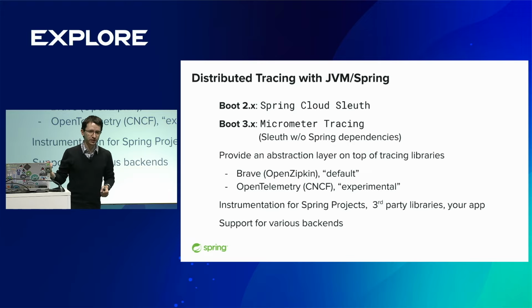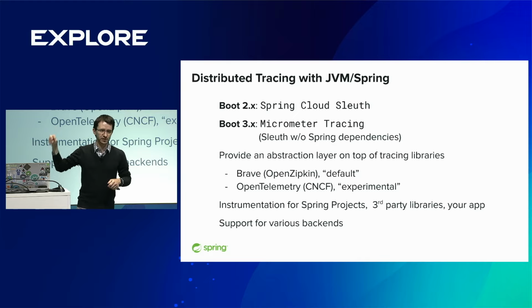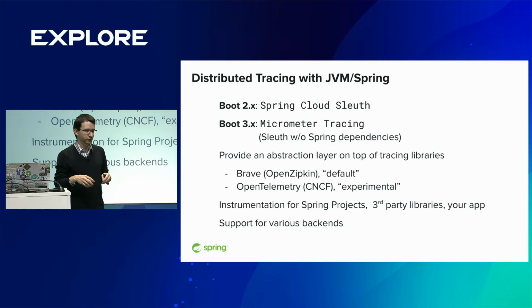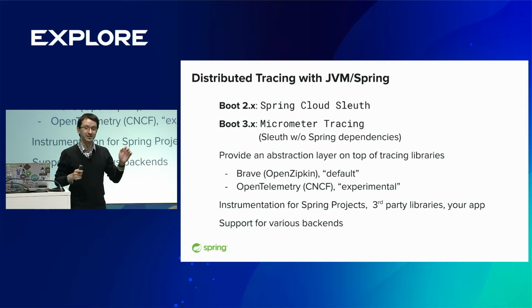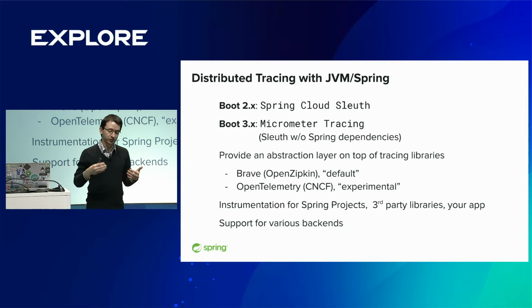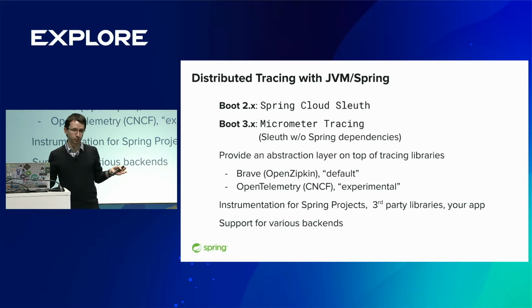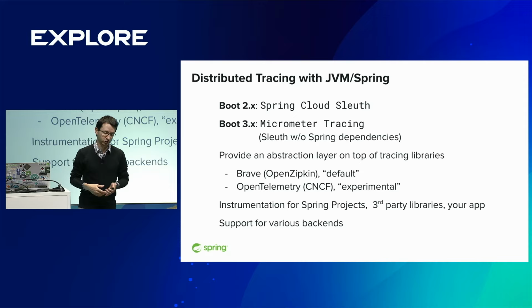Micrometer Tracing is a tracing library, or a tracing facade, just like SLF4J, which was created from the code base of Sleuth. So if you are familiar with the API of Sleuth, the Micrometer Tracing API is basically the same. We just renamed the package and fixed something. Basically, Micrometer Tracing is a copy of Sleuth under the Micrometer umbrella without the Spring dependencies, so you can use it in any project on the JVM, which is pretty nice.